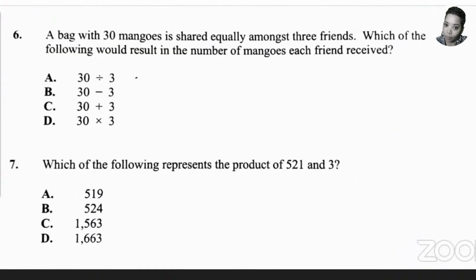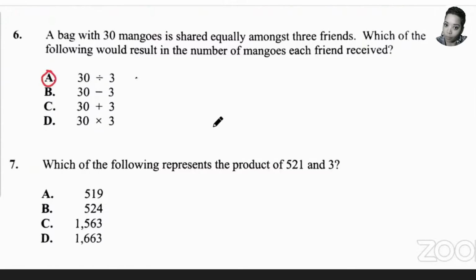Let's get to number 6. A bag with 30 mangoes is shared equally among 3 friends. Which of the following would result in the number of mangoes each friend received? Okay, so which operation would we need to carry out in order to find out? We're sharing equally among 3 friends, so of course, that's a division activity. We're dividing 30 mangoes between 3, so we're going to be dividing 30 by 3.